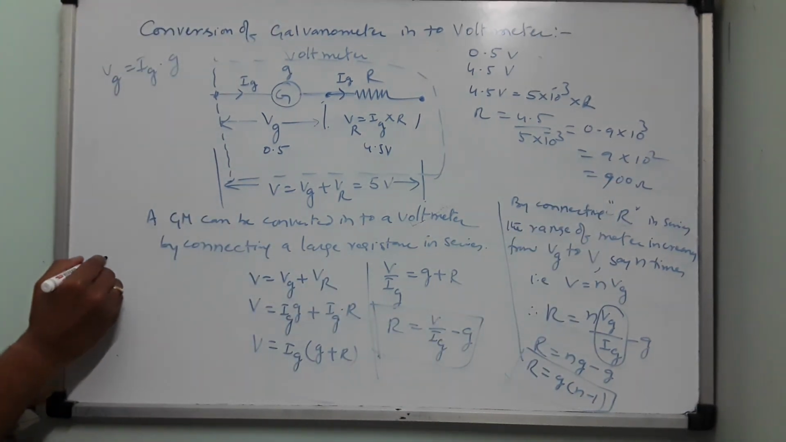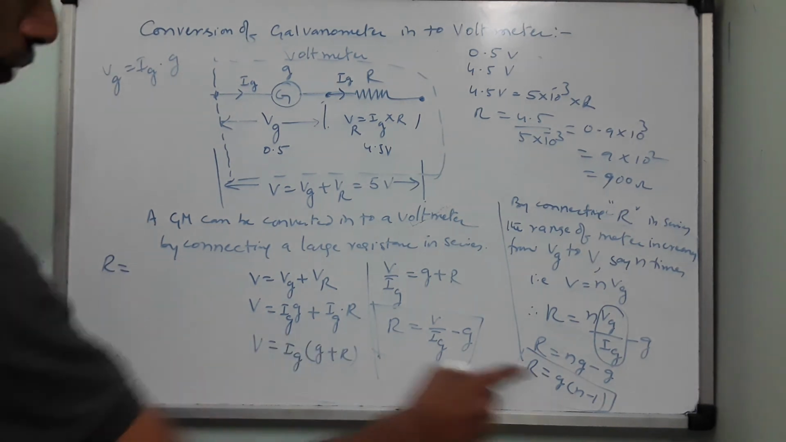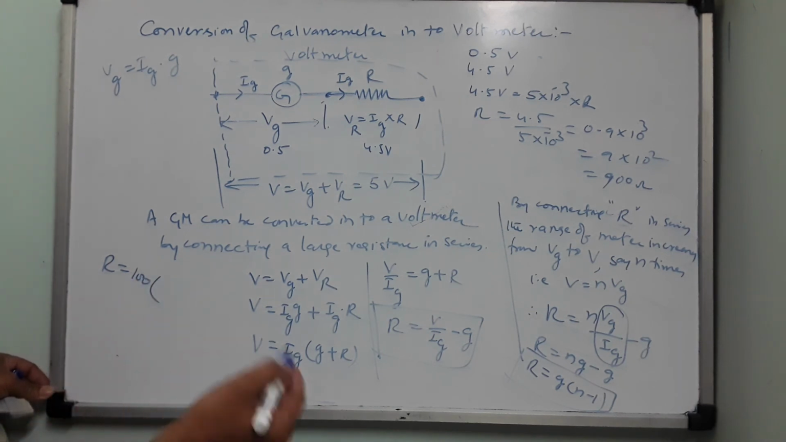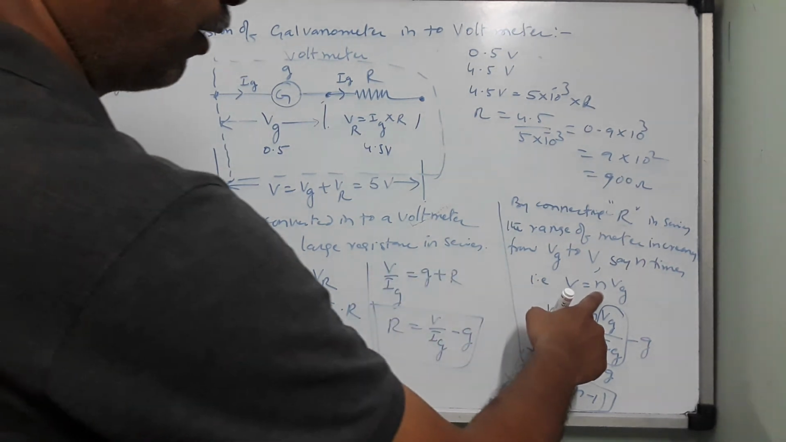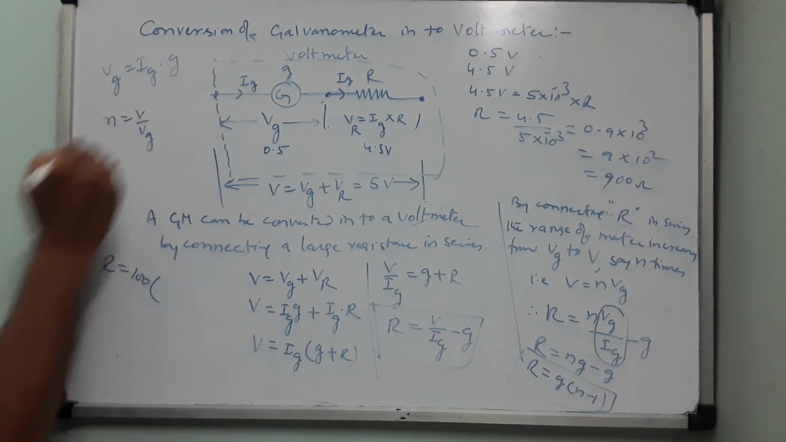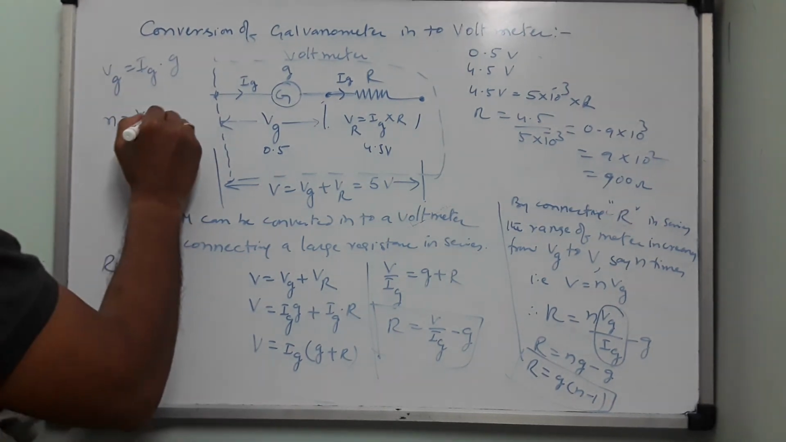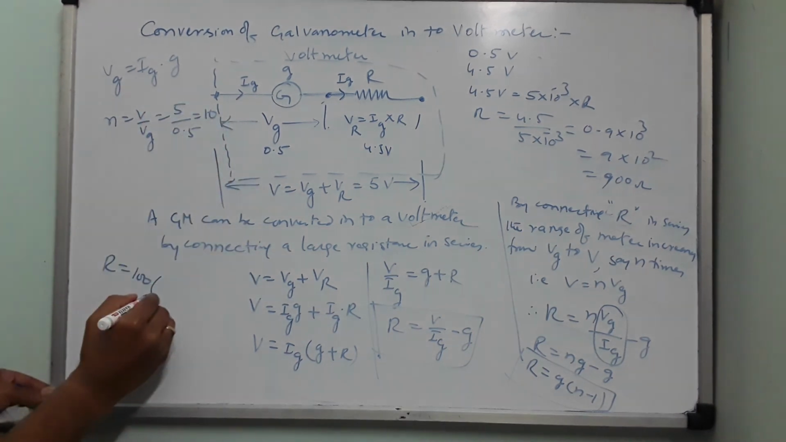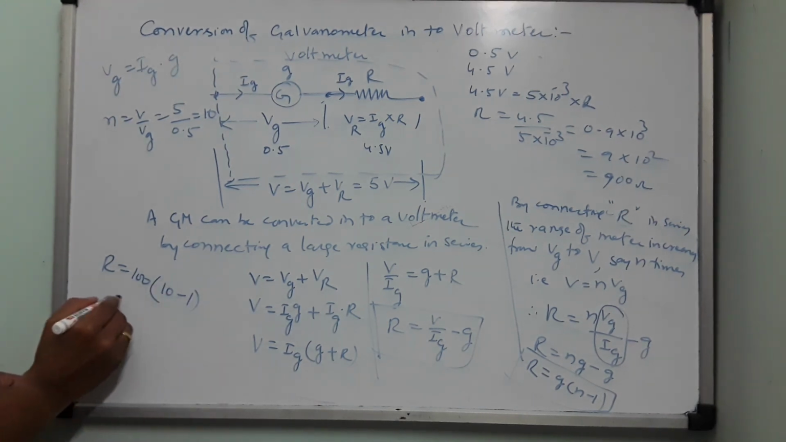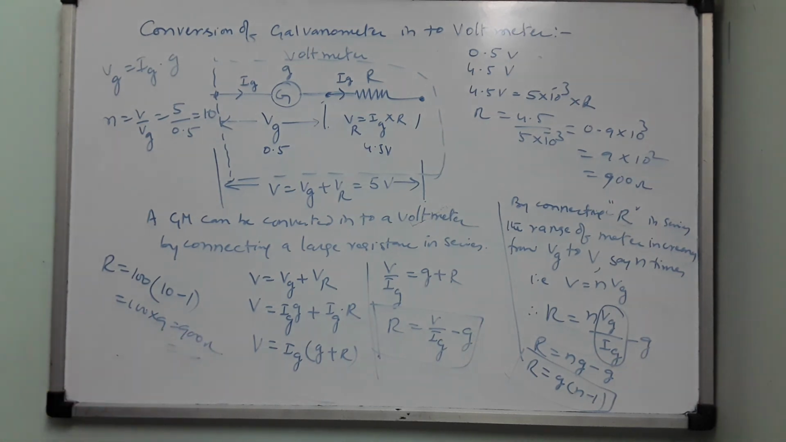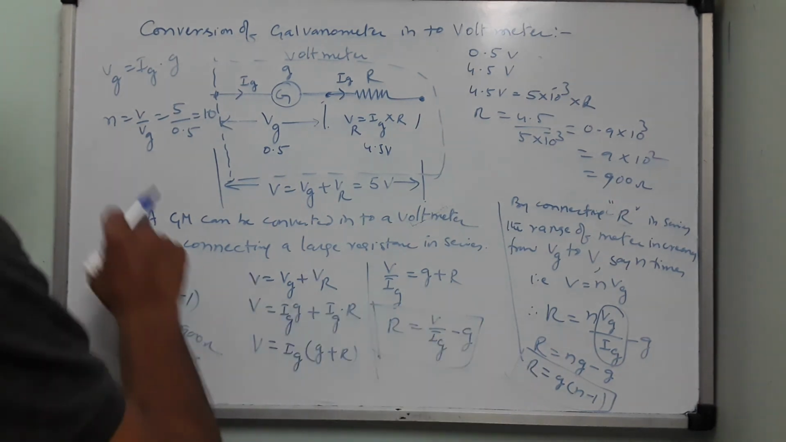What is R? R equals to G into n minus 1. G is how much? My meter was having a 100 ohm coil. So this is 100 into n minus 1. Where n is nothing but V by Vg. So n equals to V by Vg. Okay. So V was how much? 5 volt. Vg is how much? 0.5. So this is how much? 10 times. So this is 10 minus 1. So this is 100 into 9, which is nothing but 900 ohm. Clear? This is useful when you convert this.